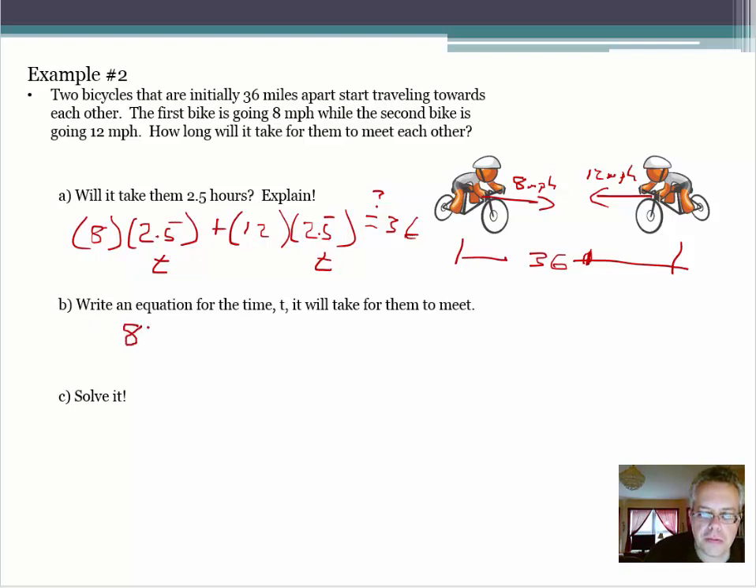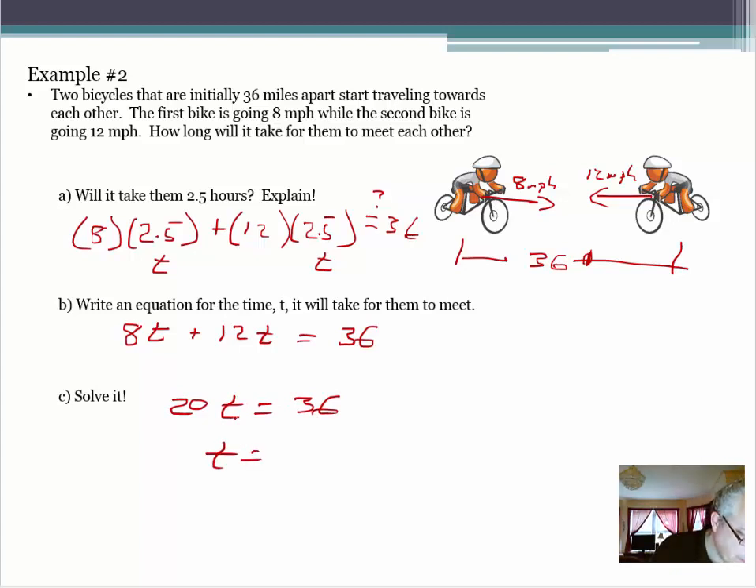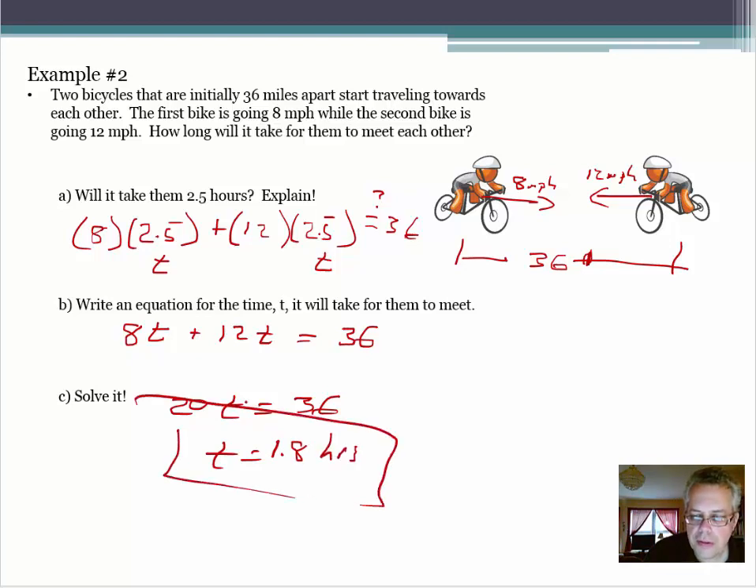So if we write our equation in terms of t, the first bicyclist travels 8 times t, the second bicyclist travels 12 times t, and we want their total distance to be 36. Okay, so if we combine like terms, 20t equals 36, then we have to divide by 20. Now I get 1.8 hours. Okay, so at 1.8 hours, they're going to meet. When they meet, together they've traveled 36 miles.